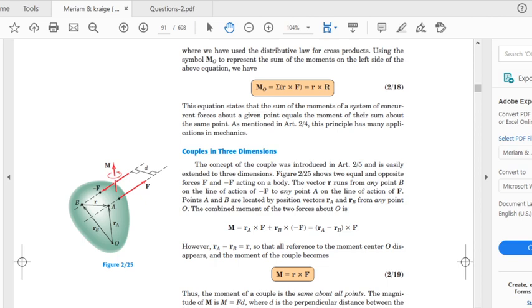So that is how you can calculate the moment of a couple in 3 dimensions. You just take any point on the line of action of one force and any point on the line of action of the other force, and then write r bar, and take the cross product with the force towards which r bar is directed.